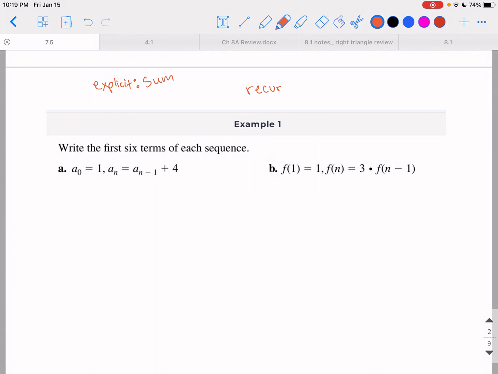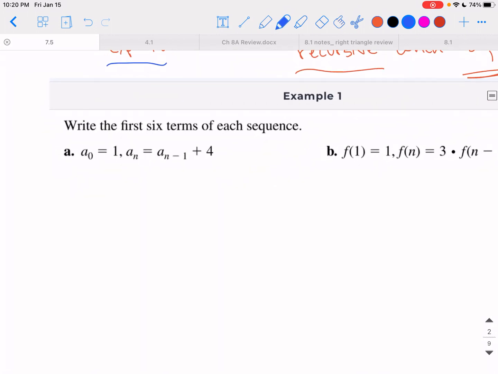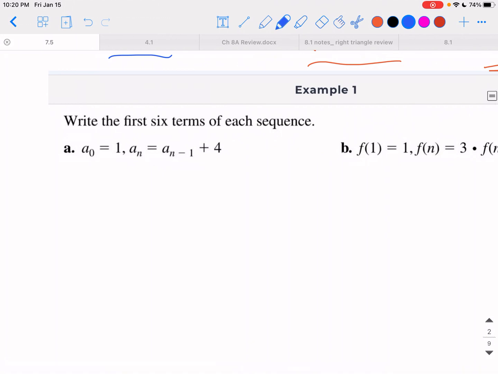But recursive formulas only work when you're given a sub 1. So you have to have the value of a sub 1 for a recursive sequence to work, whereas an explicit formula will always work. And so that's why recursives aren't as useful as the explicit. Okay, before we get to the recursive formula, we're going to write the first 6 terms of each sequence.